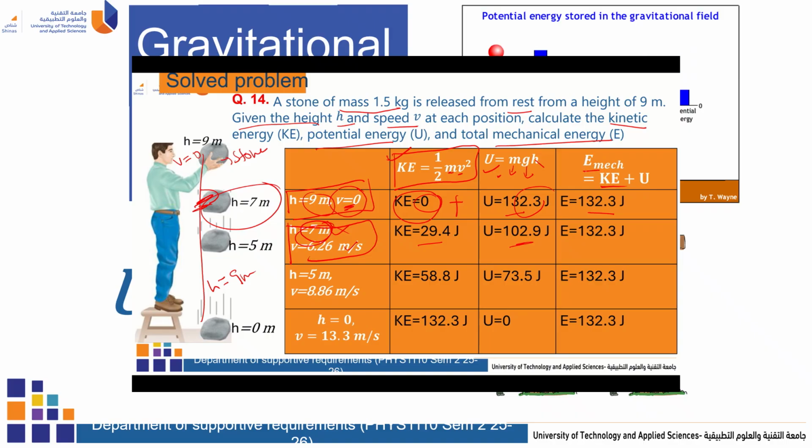And for the total, you have to make the sum of this, like this 29, and this number, so this answer will come. Now they are asking what is the KE and the U and the total at the height 5 meter, when the velocity is 8.86. This you can calculate, and the total you are getting.